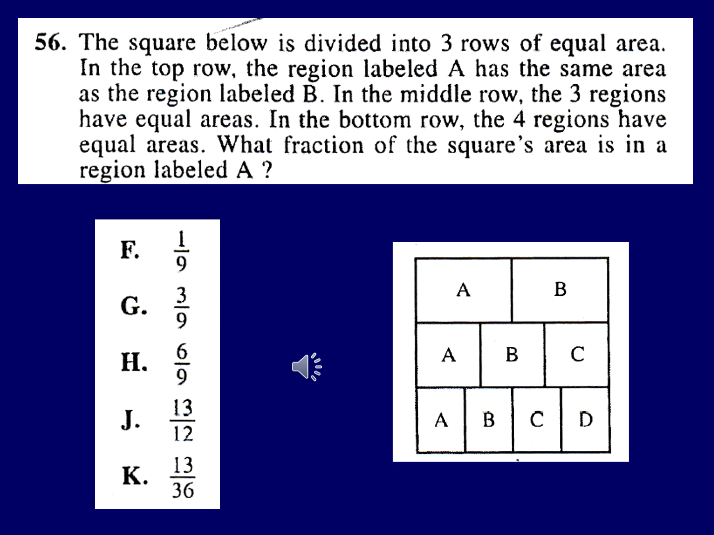So 5 more problems left. And this one says, the square below is divided into 5 rows of equal area. In the top row, the region labeled A has the same area as the one labeled B. In the middle row, the 3 regions have equal areas. And in the bottom row, the 4 regions have equal areas. What fraction of the square's area is labeled A? It could be 1/9, 3/9, 6/9, 13/12, or 13/36.